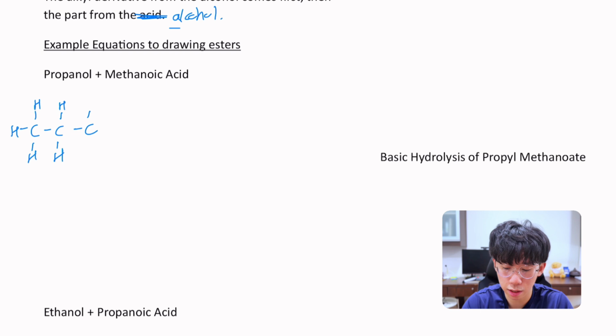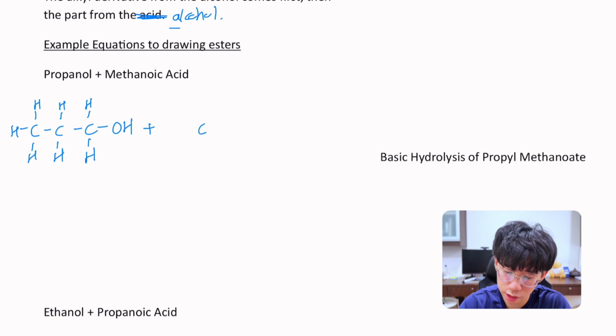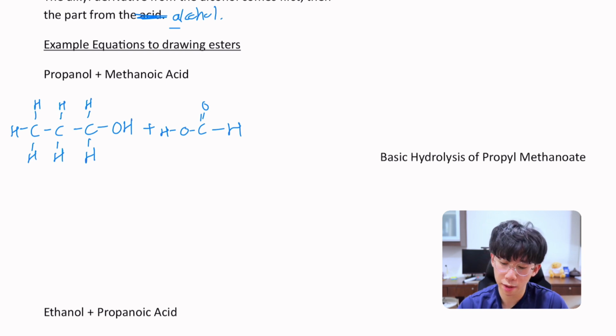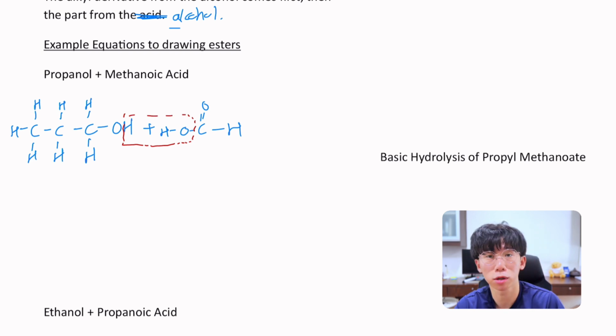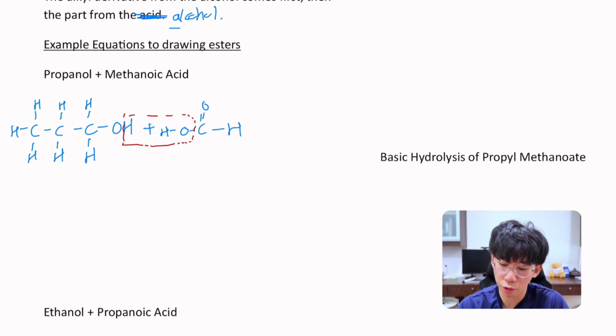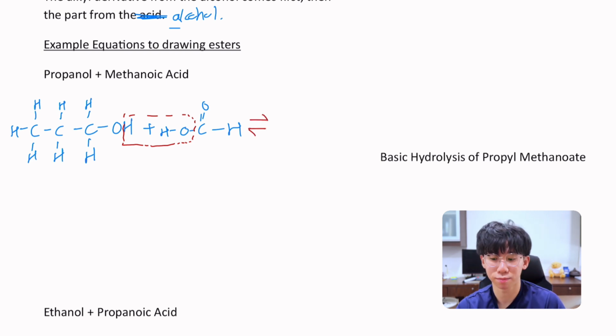And for this, it would be preferred if you point the OH group with the COOH group from the methanoic acid. Once you do that, you can start to do the boxing. So this box will take up the OH from the carboxylic acid group and the H from the alcohol group. This is also a reversible reaction, so do take note that a reversible arrow is required.